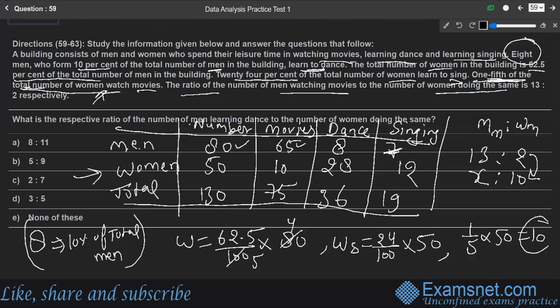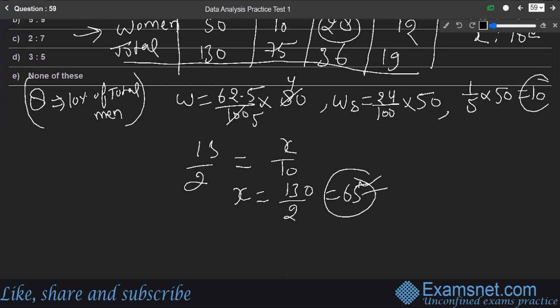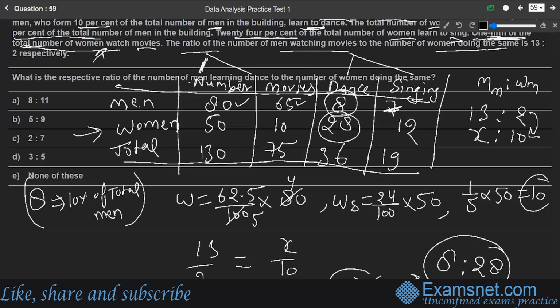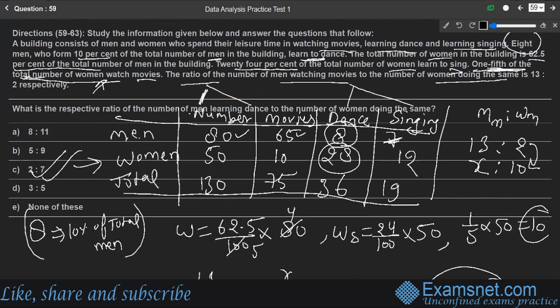Now we can solve any question given to us. He's saying the first question: what is the respective ratio of the number of men learning to dance and the number of women doing the same? Men dance to women dance. How many men are dancing? Let us see the men's column. This is 8. How many women are dancing? That is 28. So clearly the ratio becomes 8 is to 28. If we simplify this further, we cut it by 4, and it becomes 2 is to 7. So the exact ratio is 2 is to 7. It is available in option C, which becomes the right answer.